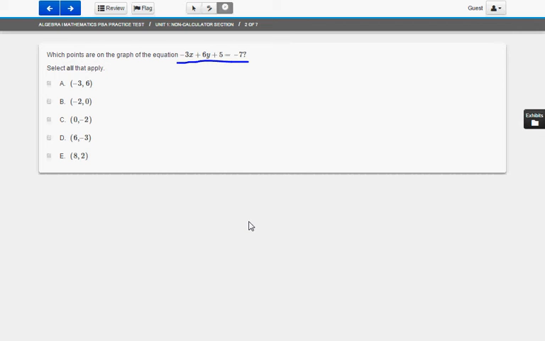Okay, the key here is that if a point is going to be on the graph, then it has to be an xy ordered pair that is a solution to this equation. So we should test each of these xy ordered pairs in that equation and see which ones are solutions. So we're given the equation negative 3x plus 6y plus 5 equals negative 7. On your scratch paper, I would suggest you write that down and then start testing these points.